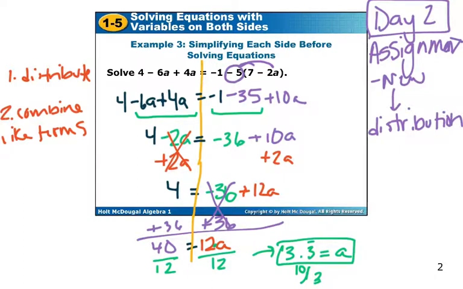All right. So again, a lot going on in this one. First thing that you're going to look for is any distribution in day 2. So always look for distribution. After that, you're going to combine like terms on that same side of the equal sign. Then you're going to end up moving that chunk. So your third step is to move the variable chunk.